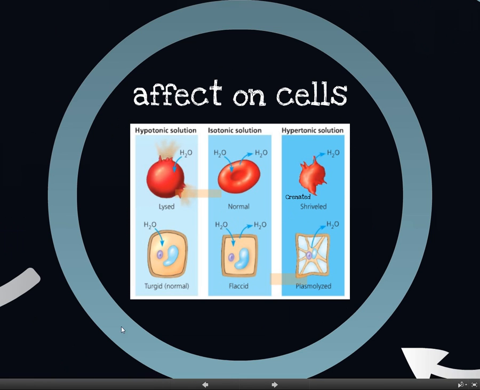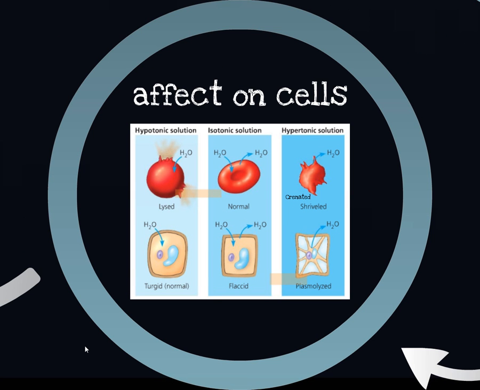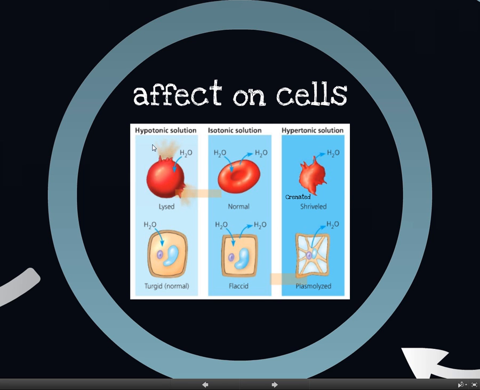So if we talk quickly about what effect that has on cells, essentially if we look at animal cells, if it's a hypotonic solution, water moves in and the cell will burst or lyse. If it's an isotonic solution, in both cases a cell will be normal because you'll have no net gain or loss of water.